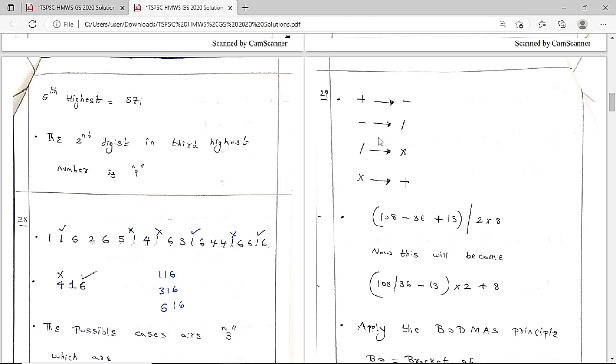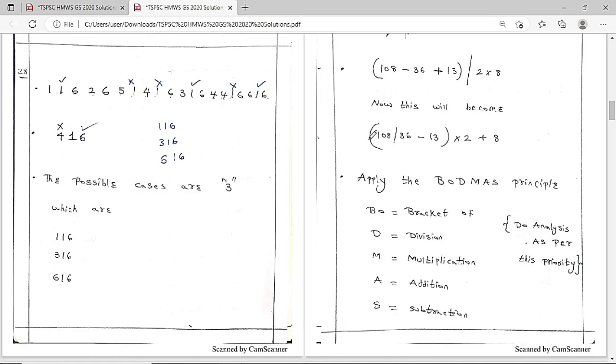Now we are going to solve this with the help of the BODMAS principle. What is the BODMAS rule? You always have to keep this in mind. BO means bracket of, D means division, M means multiplication, A means addition, S means subtraction.